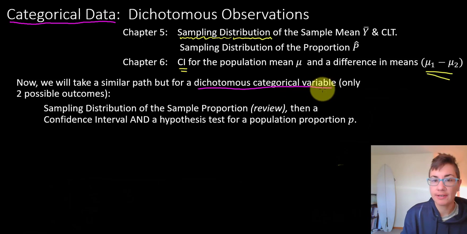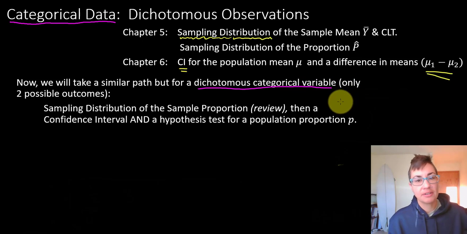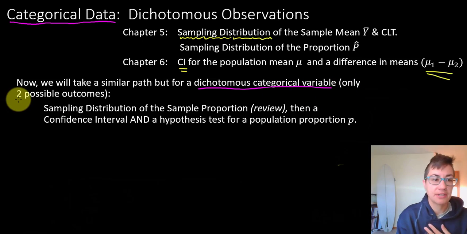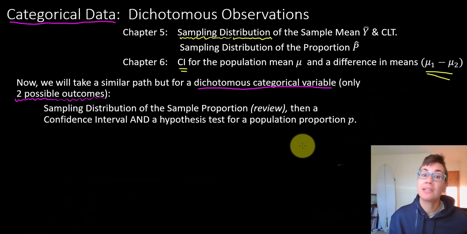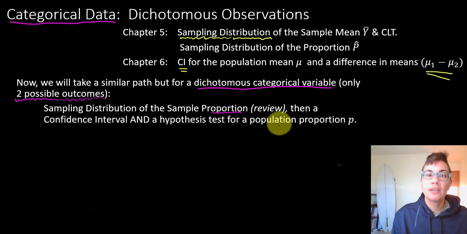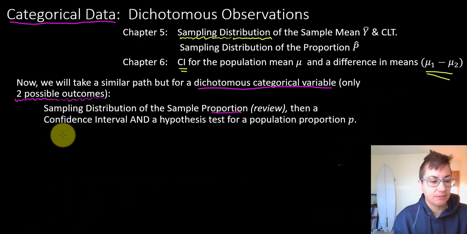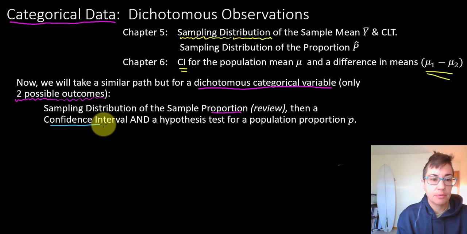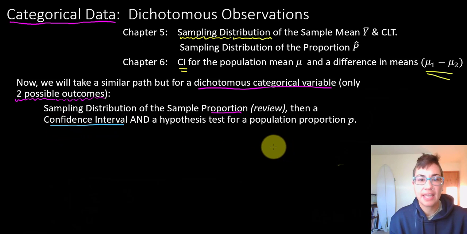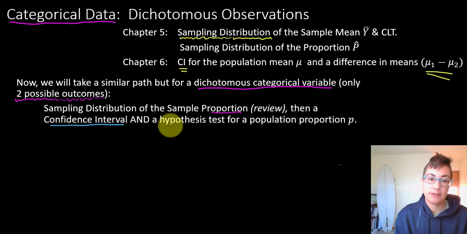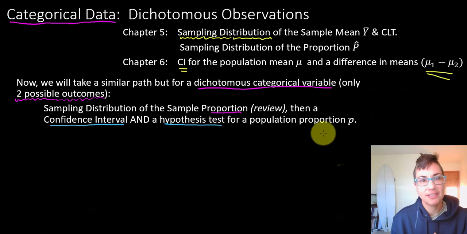Now don't get too caught up there. Dichotomy, so there is just two possible outcomes. That is not unfamiliar to us because we've already discussed proportions. And we will look at a confidence interval for the proportion, and then finally all the steps required for the corresponding hypothesis test.